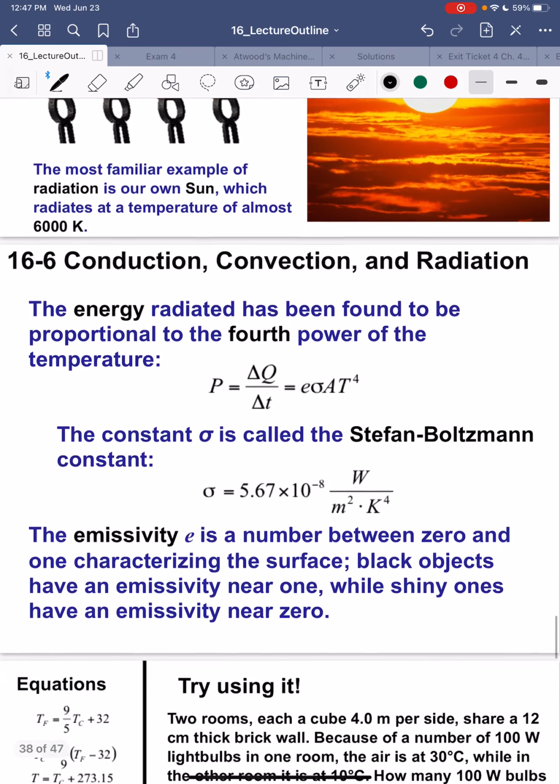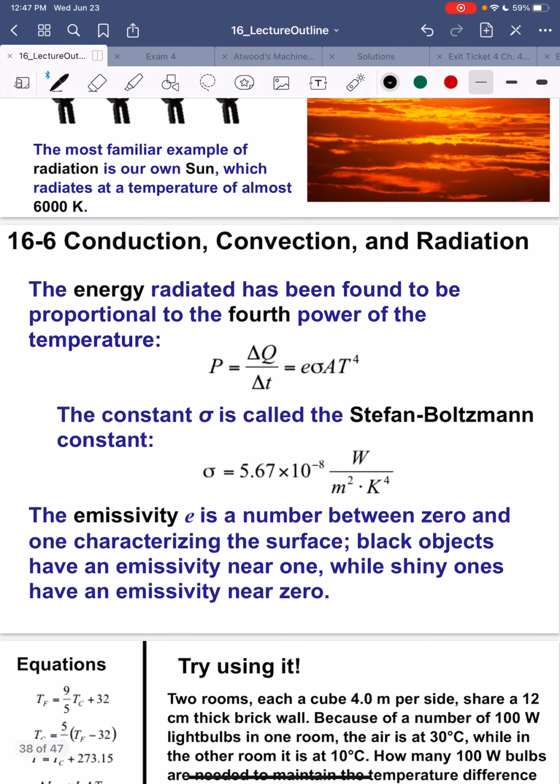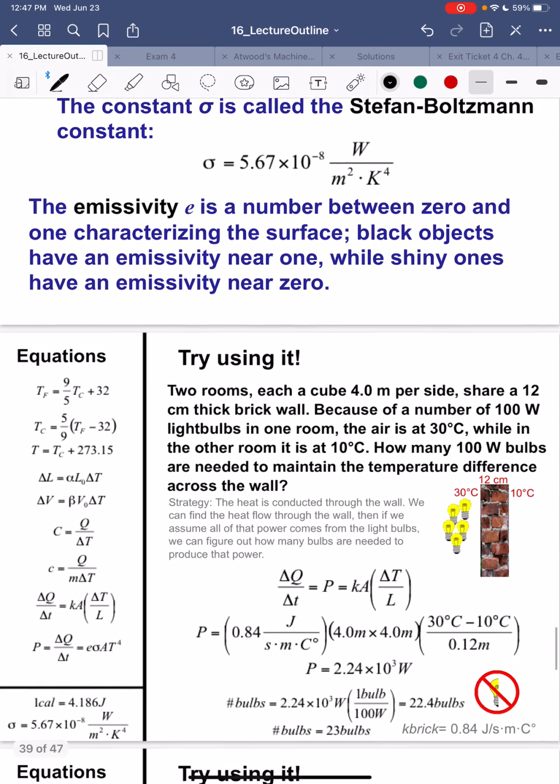The energy radiated has been found to be proportional to the fourth power of the temperature. This is P, the power, Q, energy divided by time. The constant here, sigma, is called the Stefan-Boltzmann constant, and it is given. The emissivity is a number between 0 and 1 characterizing the surface. Black objects have emissivity near 1, while shiny ones near 0.